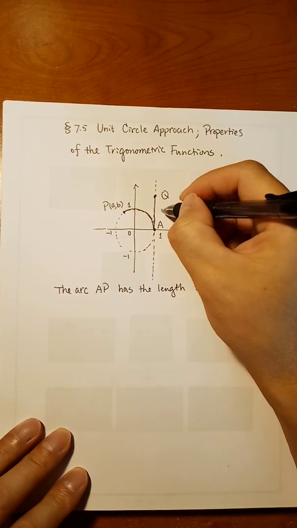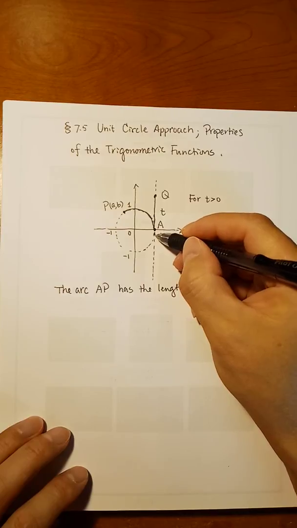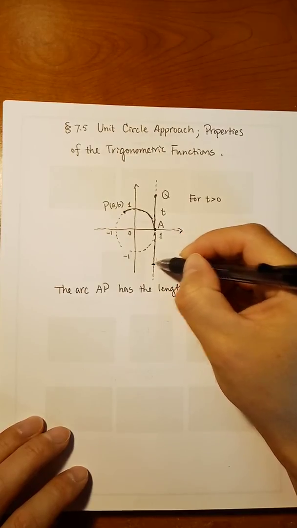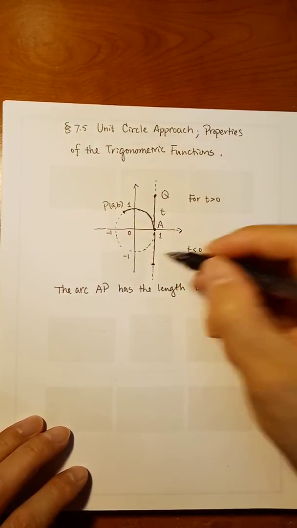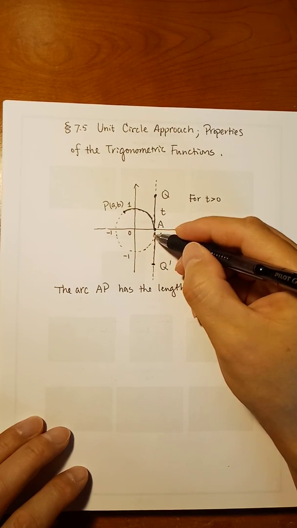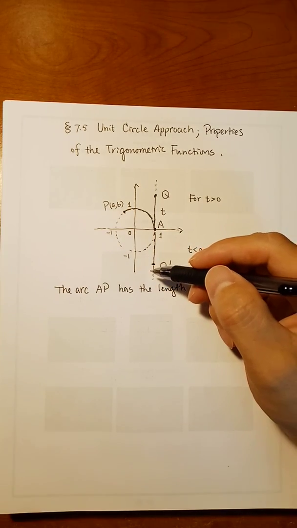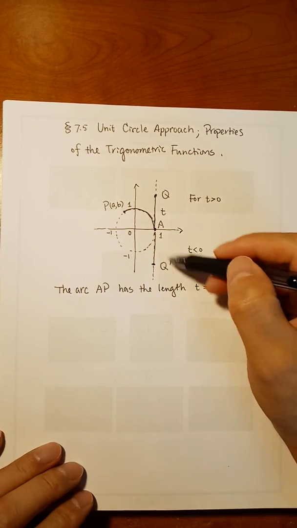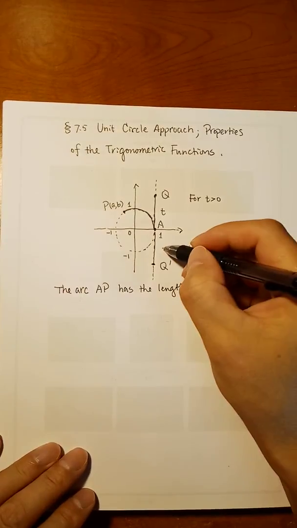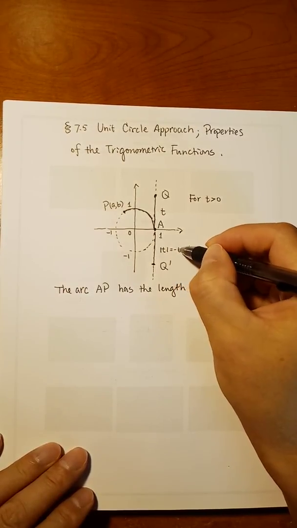So here we assume this is the top. If t is negative, we're going to choose here. If t is negative, this is Q prime, and then you're going to wrap the bottom string around the circle in the clockwise order. So the negative and positive cases are similar, and the length is the absolute value of t, which is negative t.